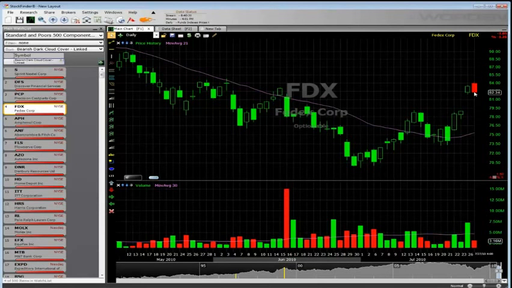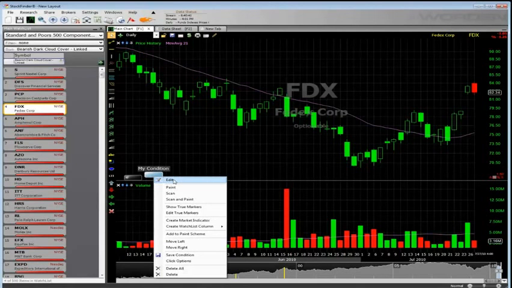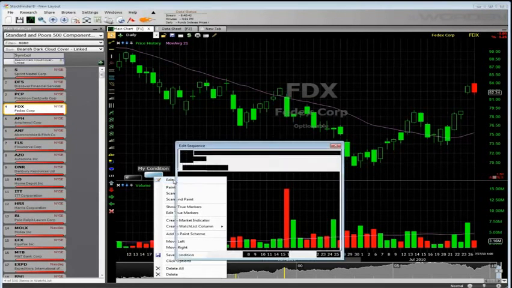Quick question, Julia. Dale asked if you can see and edit the real code, because all of these candle patterns are written in real code, and the answer is yes, you can. You want to show them how to do that? Yeah.